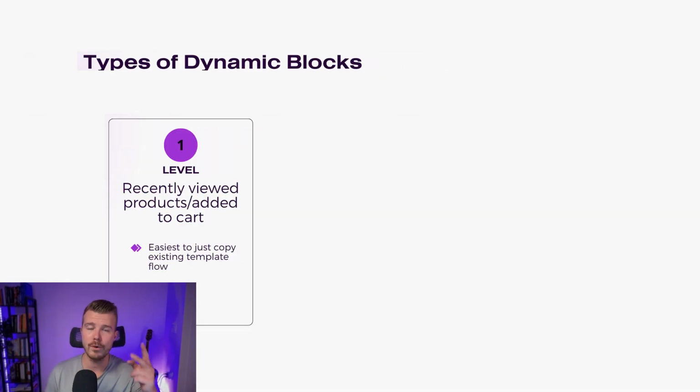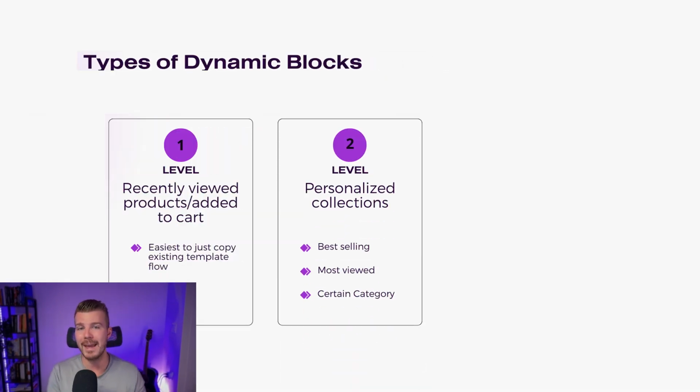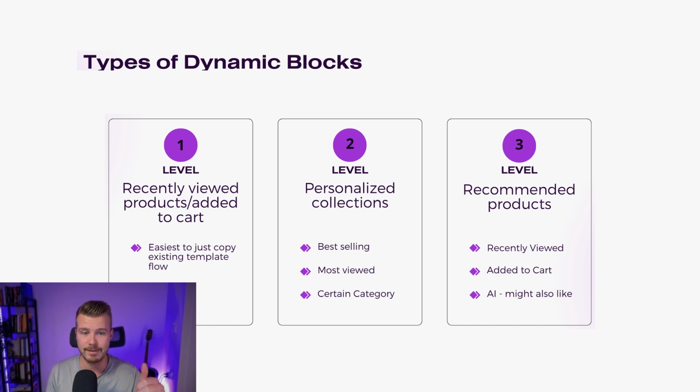And level 2 is personalized collections based off of best-selling products, based off of most viewed products, based off of certain product categories. And if you take that one step further, you hit level 3, which is recommended products. So it's recently viewed, recently added to cart. And you can also leverage AI here for basically products that people might also like based off of your specific store. So I'll show you exactly how to do that here too.